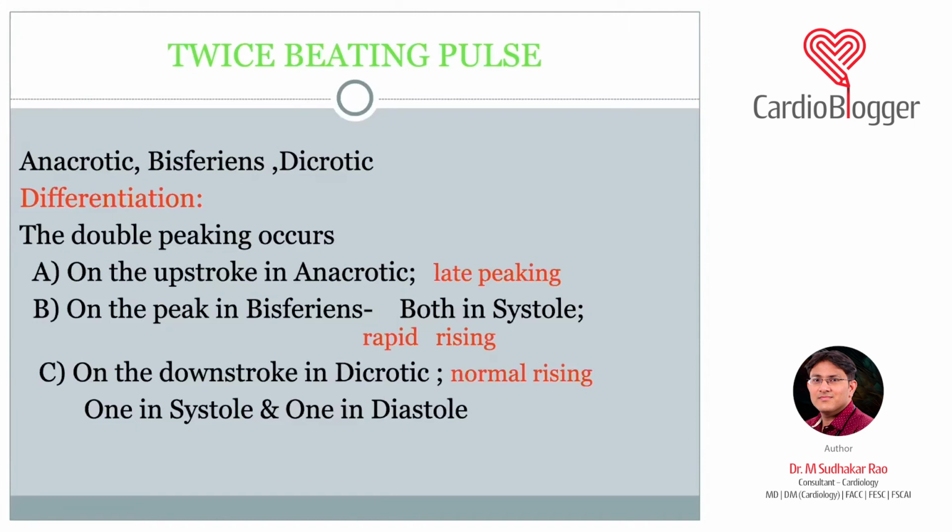On the peak, it occurs on the peak in bisferiens. So the double peaking occurs on the peak in bisferiens, but both are in systole, and it is a rapid rising pulse. Whereas a dicrotic pulse, it is on the downstroke. The double peaking occurs in the downstroke, and it is a normal rising pulse, one in systole and one in diastole. So if you remember these three things, it will be useful.